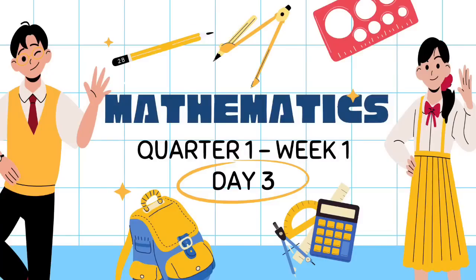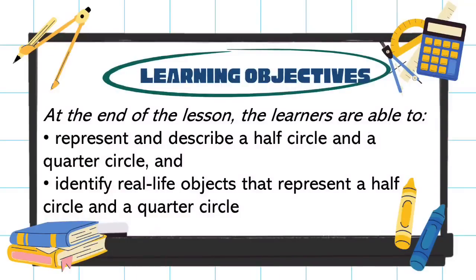Day 3. Our learning objectives are, at the end of the lesson, the learners are able to represent and describe a half circle and a quarter circle, and identify real-life objects that represent a half circle and a quarter circle.